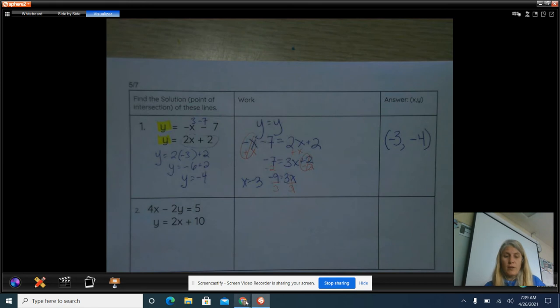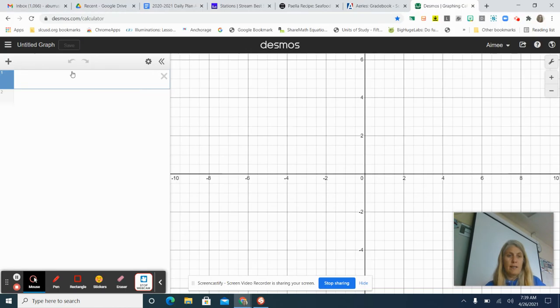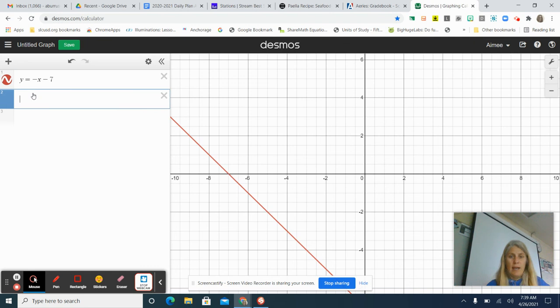And then it is always a good idea to check on Desmos that you're correct. Our first equation was y is equal to negative x minus 7, which has a slope of negative 1 and a y-intercept of negative 7. Our second one is y is equal to 2x plus 2. This one has a positive slope and a y-intercept of 2, going up 2 and 1 to the right. Then we click on that intersection, and as you can see, we did get that correct. They do intersect at negative 3, negative 4.